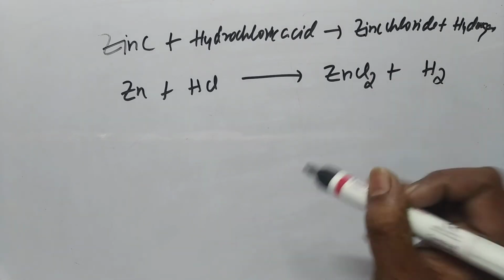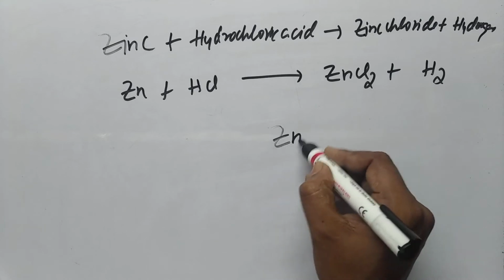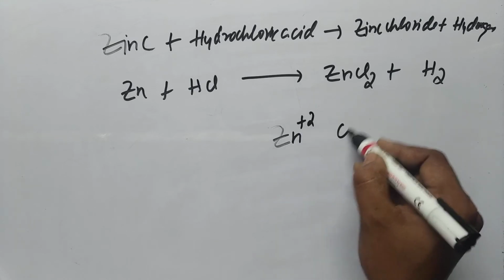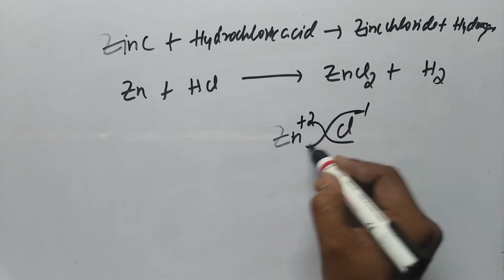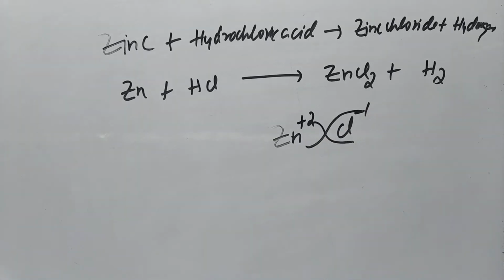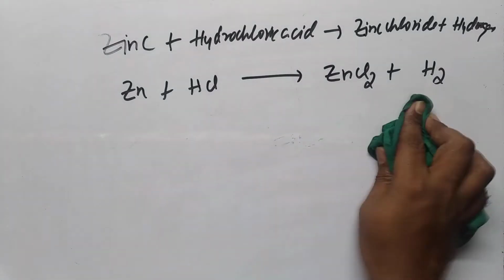What is the formula for zinc chloride? Zinc is a cation, so we have Zn2+. Chloride is an anion, Cl−. If we apply the crisscross method, we get Zn1Cl2, that is ZnCl2. This is how we got the formula for zinc chloride.